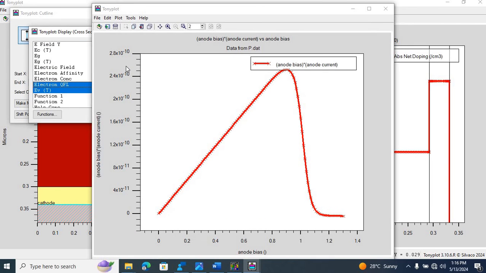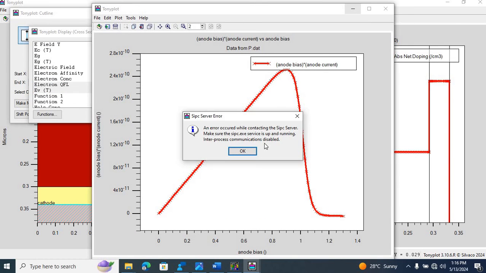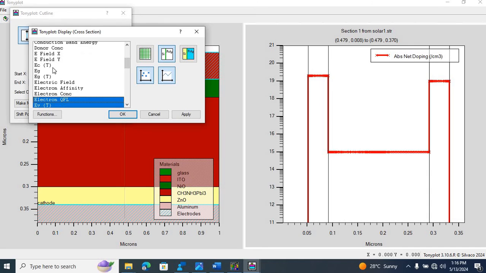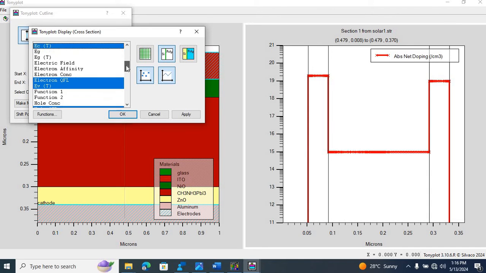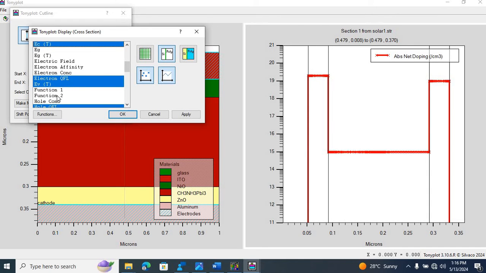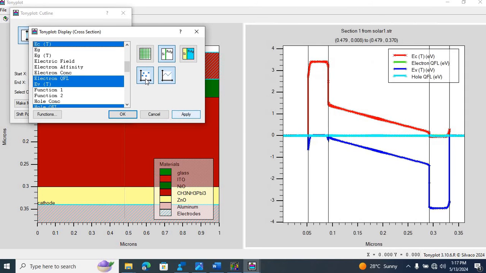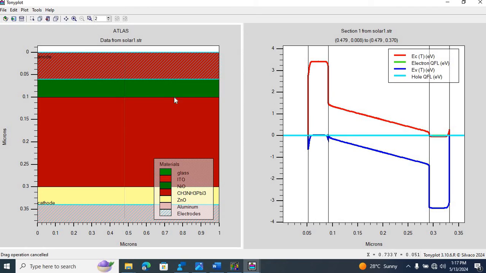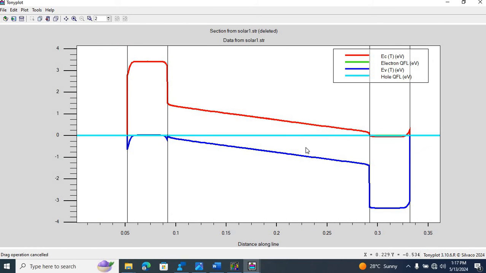So I click on, let me minimize the other windows for now. You want to look at the conduction energy level, the electron quasi-Fermi level, valence energy level, and hole quasi-Fermi level. And I hit apply. So here is the energy band diagram.